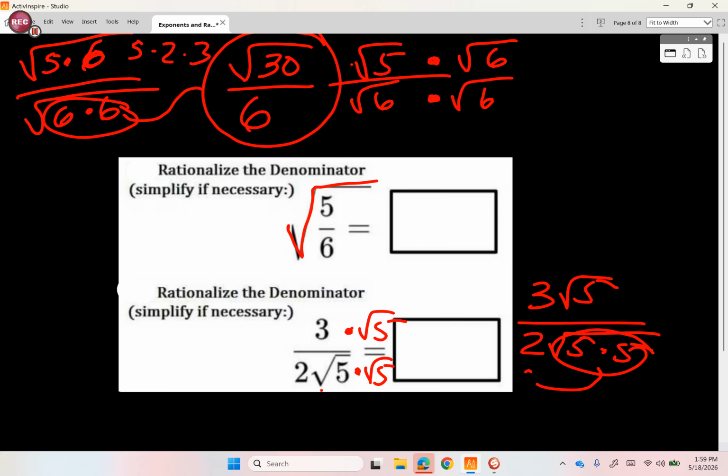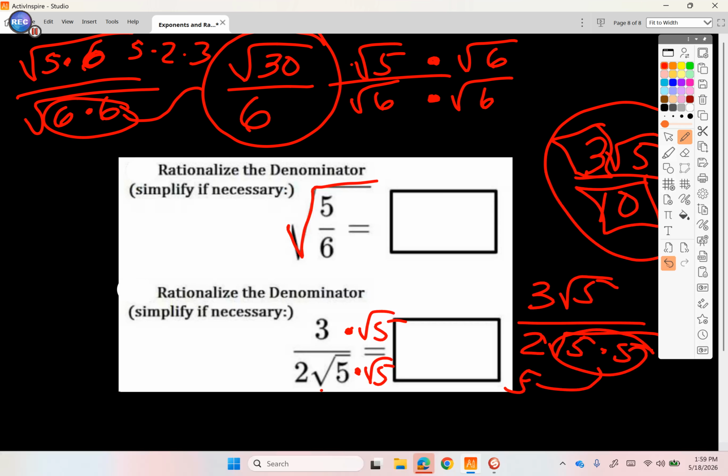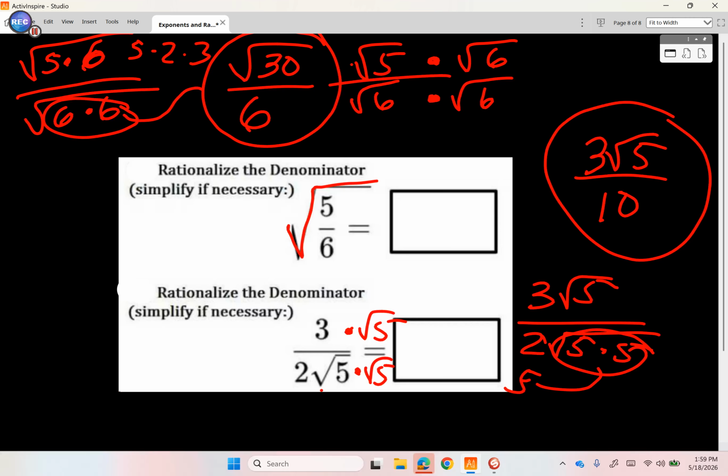Now the 5 repeats, so it comes out. It gets multiplied to that 2. And your final answer is going to look like this with a 10 on the bottom. Now if you could simplify 3 over 10, you would do that. But they cannot be simplified, so you're done. That is your answer. So far, so good.